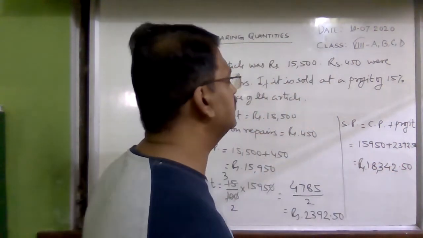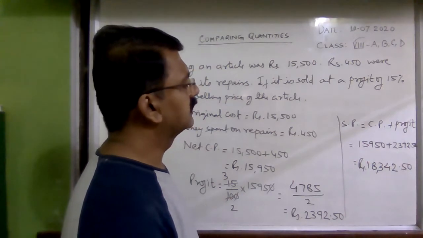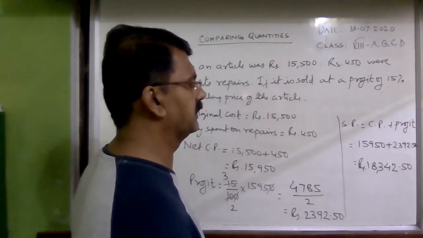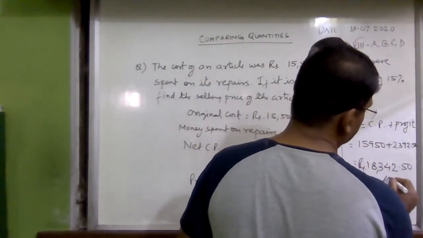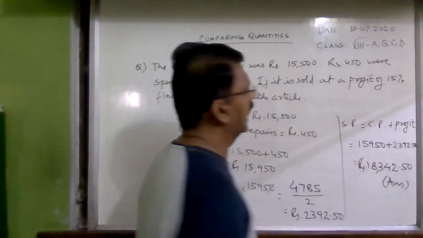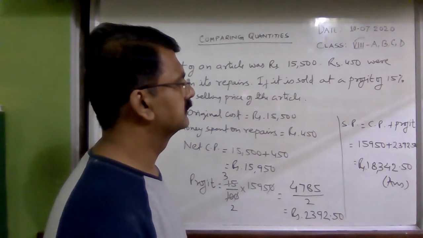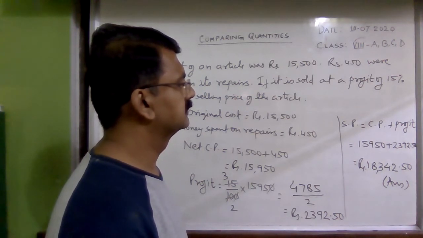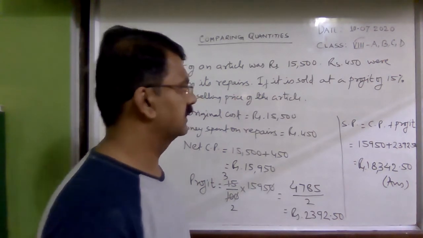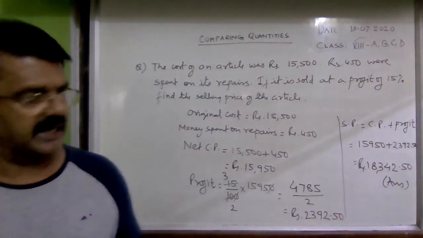the final answer is 18,342 rupees and 50 paisa, and that is your answer. That is the SP of the article. Clear? Okay. Now we will do the next question.